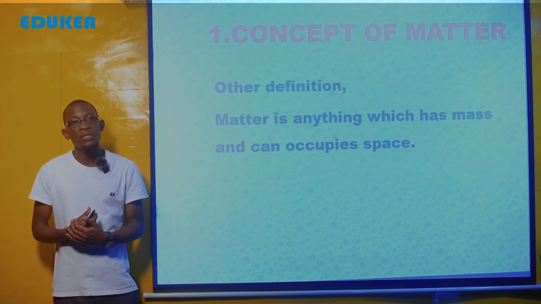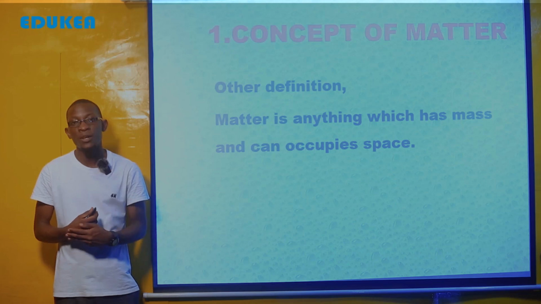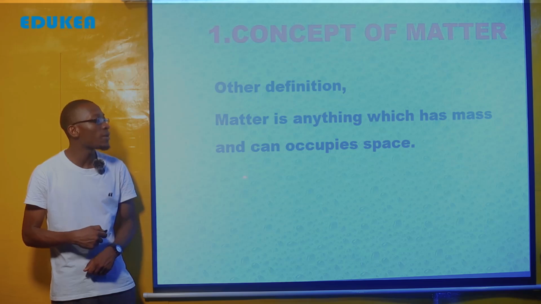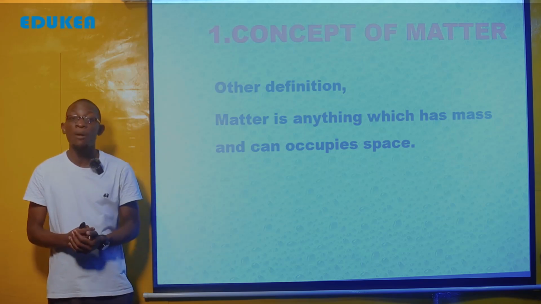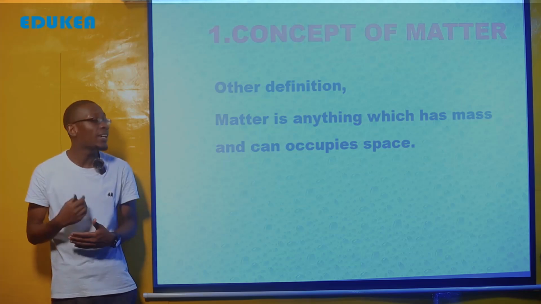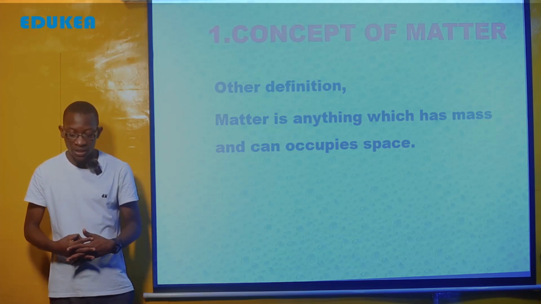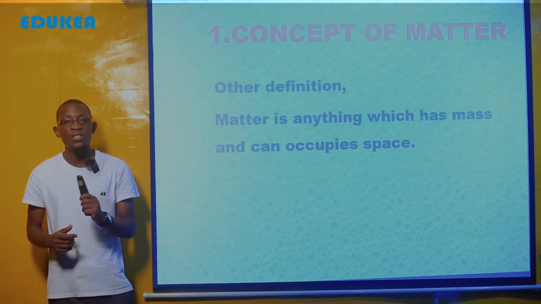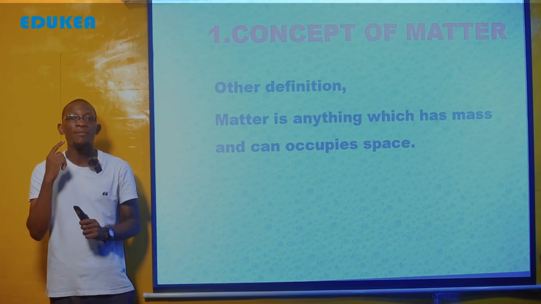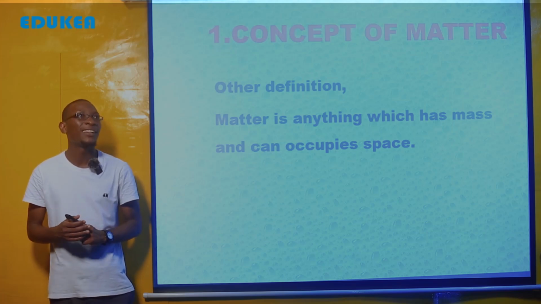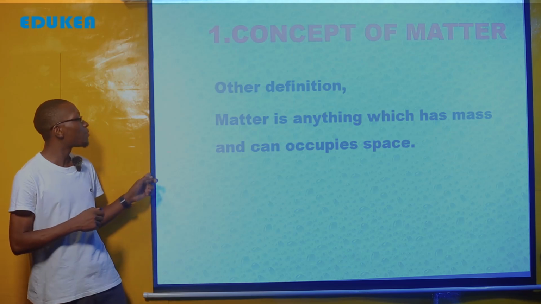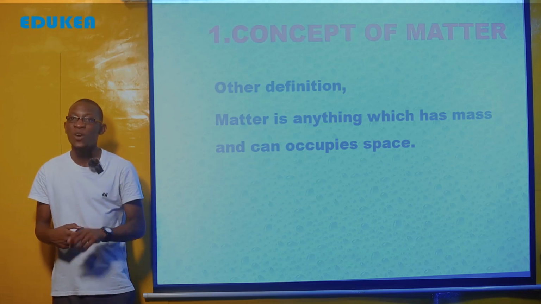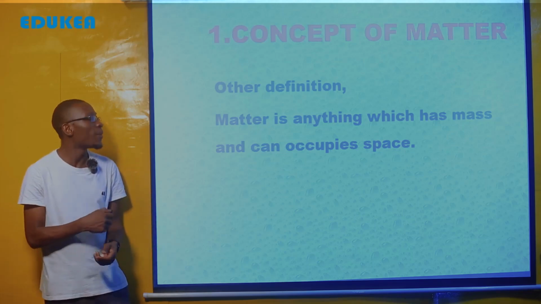People can say that the previous definition is very complex. There is another definition which says that matter is anything which has mass and can occupy space. Kwamba maada ni kitu chochote chenye mass lakini vile vile kina uwezo wa kuchukua nafasi. That is matter. This is matter. So anything that has mass and can occupy space is matter.